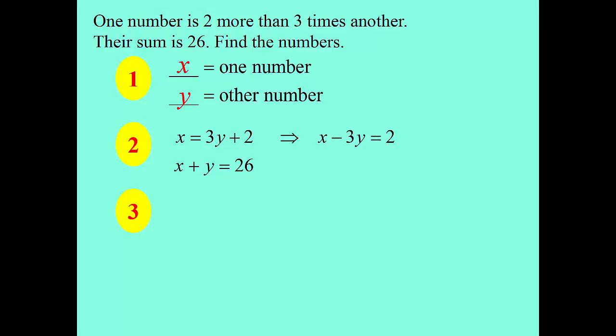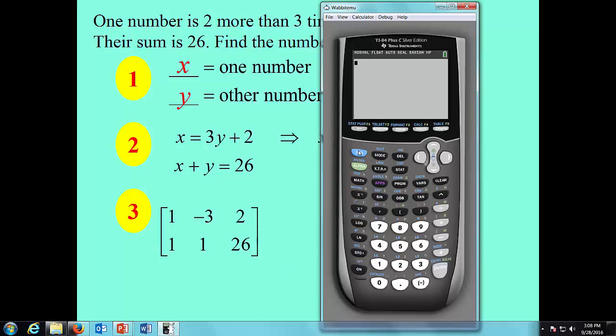So, subtracting 3y from both sides, we would have this. Then we want to write the augmented matrix. The top equation would be 1, negative 3, 2. The bottom one, 1, 1, 26. We will take out our calculator. We will go to the matrix editor, choose matrix A, make sure it's 2 by 3, and type our numbers, 1, negative 3, 2, 1, 1, 26.